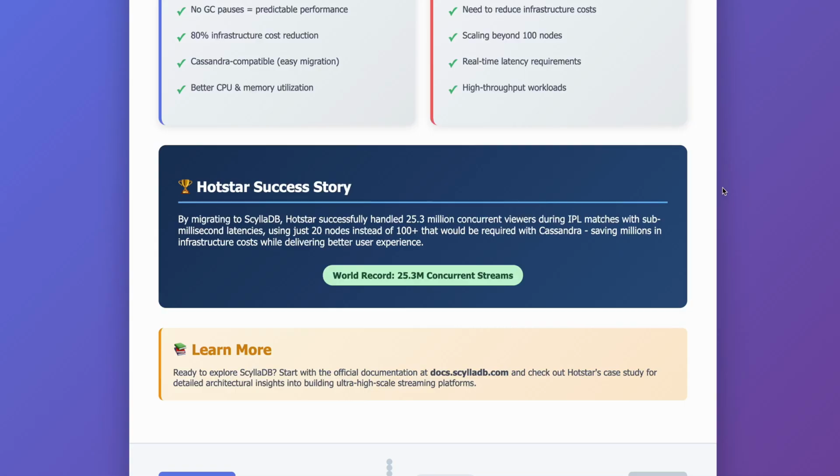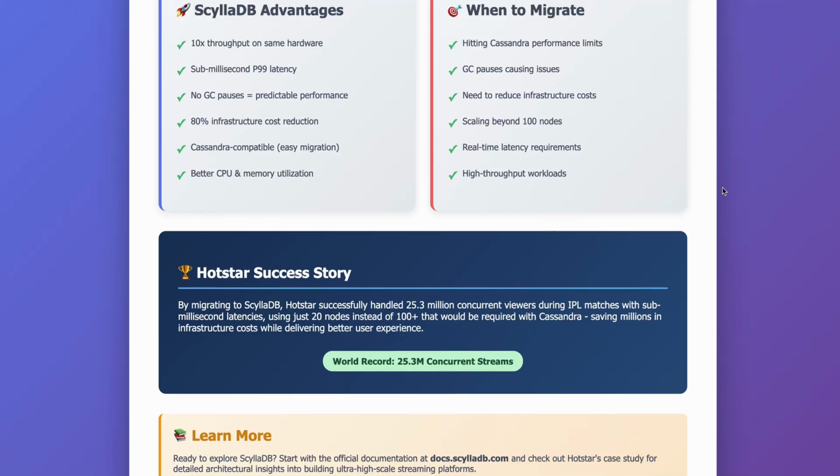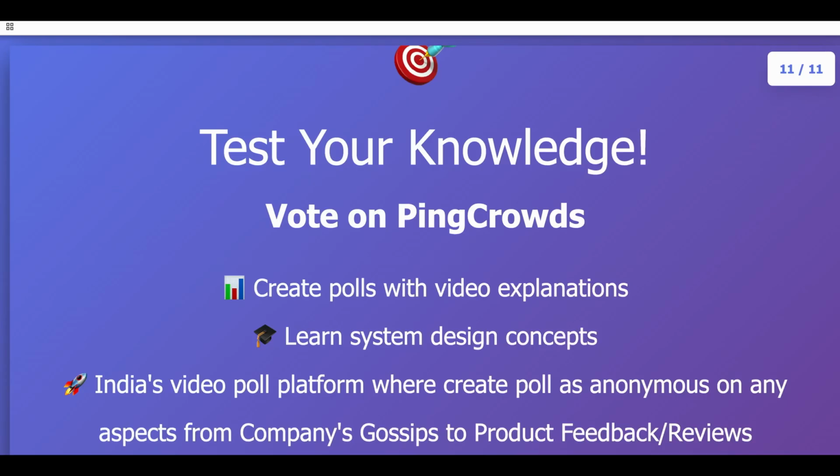The Hotstar success story proves it works at scale. By migrating to ScyllaDB, Hotstar successfully handled 25.3 million concurrent viewers during IPL matches with sub-millisecond latencies, using just 20 nodes instead of the 100+ that would be required with Cassandra. They saved millions in infrastructure costs while delivering a better user experience. They set a world record with 25.3 million concurrent streams.